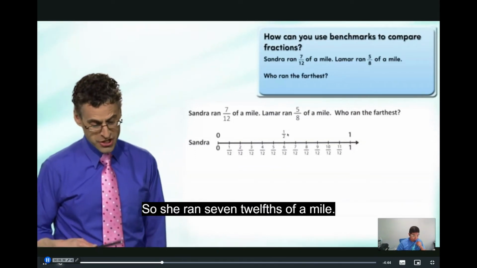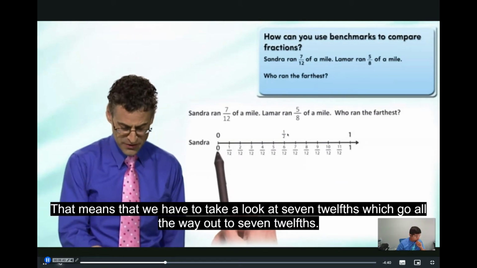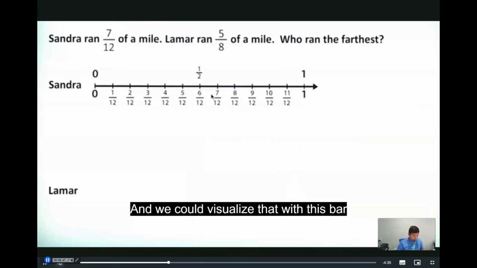So it's much simpler on top, but we're going to be able to compare to the half and use half as a benchmark. So she ran 7/12 of a mile. That means that we have to take a look at 7/12, which go all the way out to 7/12. And we can visualize that with this bar.